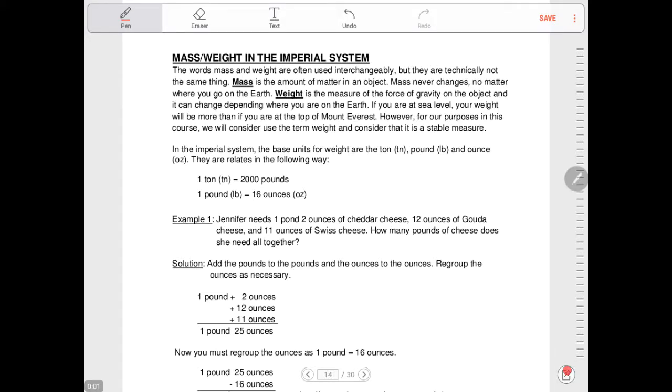Hi everyone, we're moving on now to the next topic here, which is mass and weight in the imperial system. I just want you to know, first of all, a lot of people use the words mass and weight interchangeably, and they might not be using it in the exact right way. You see, mass is the amount of matter in an object.